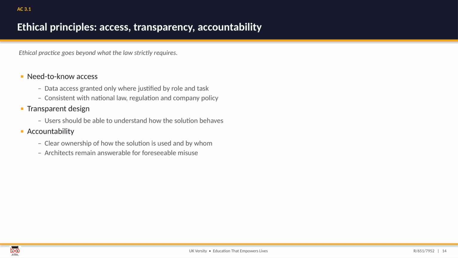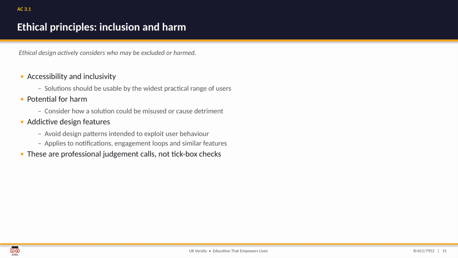Transparent design means users can understand how the solution behaves rather than being kept in the dark. And accountability means there's clear ownership of how the solution is used, with the architect remaining answerable even for foreseeable misuse. Ethical design also asks, actively, who might be excluded or harmed. Accessibility and inclusivity mean building for the widest practical range of users, not just the typical one.